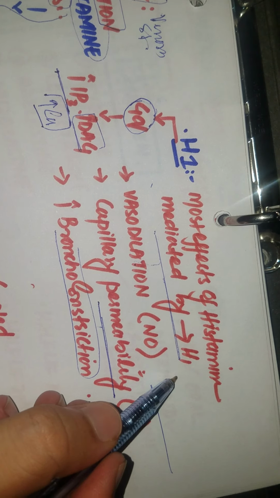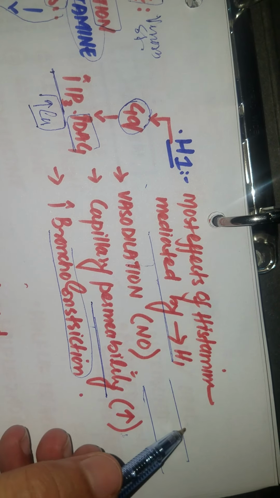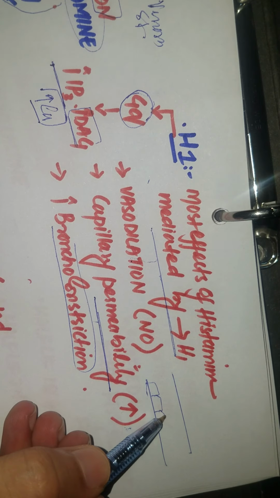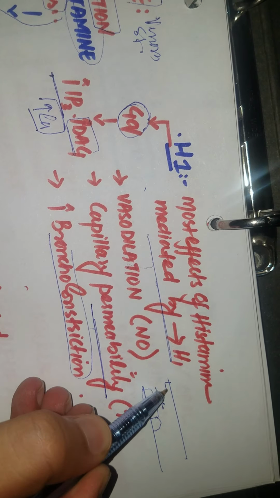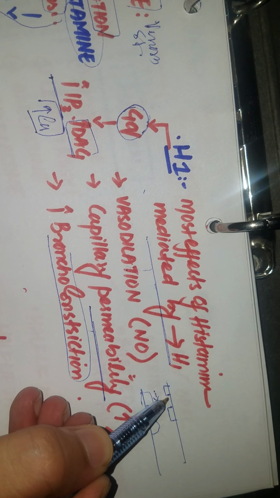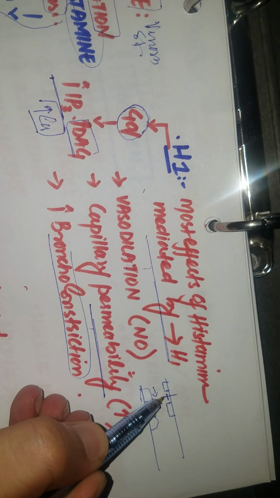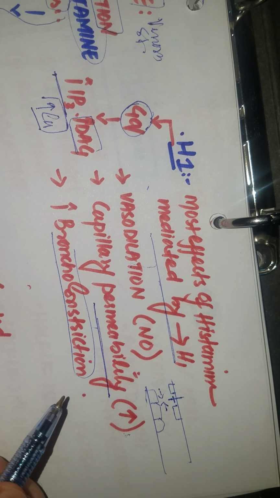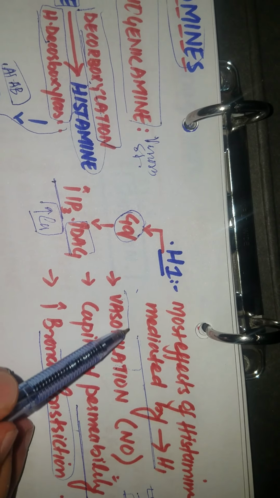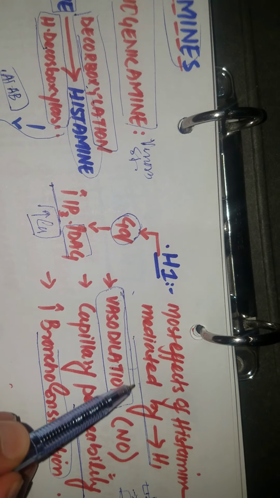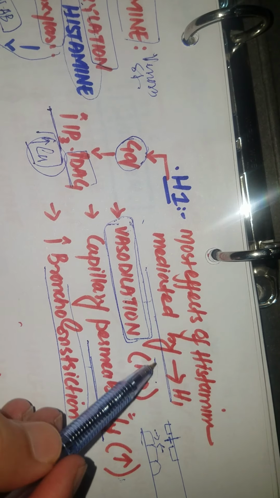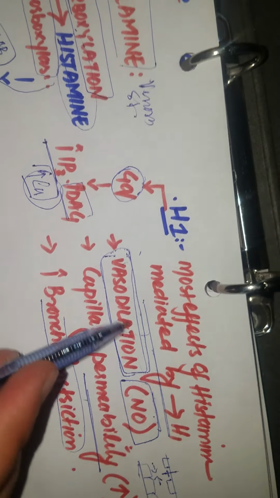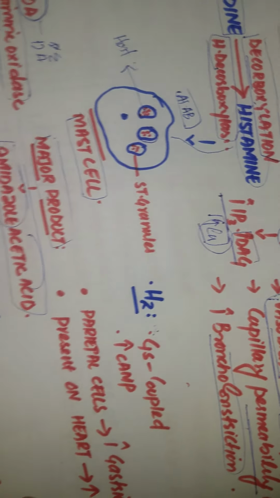Let's suppose this is the endothelium, this is a capillary, and these are the endothelial cells. They will cause the contraction of the endothelial cells like this, and promote an increase of the interendothelial gap, so they will increase the permeability. They will also cause vasodilation, but note that this is not due to the contraction mechanism. Basically, it is NO mediated. That's why it causes vasodilation.